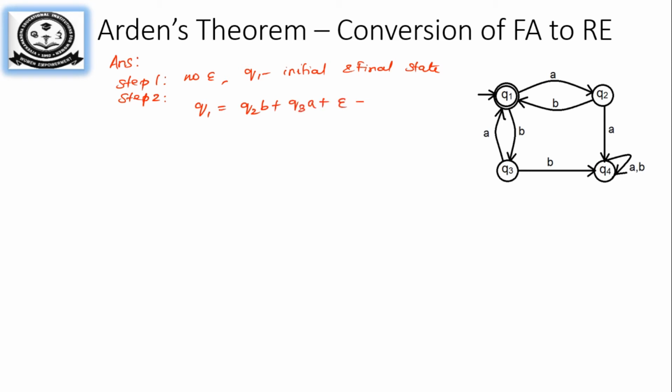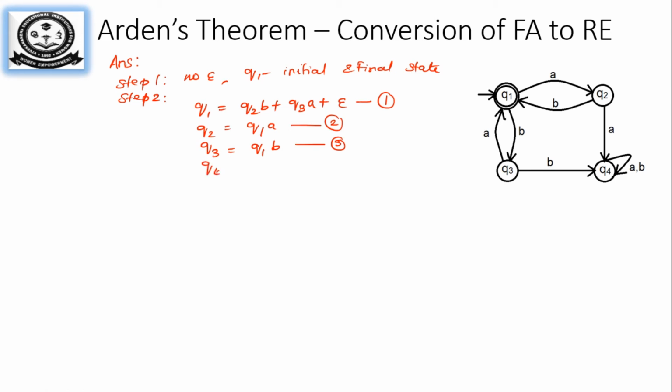So you will have epsilon. We will name this equation as 1. Next one is Q2. Q2 has only one transition. It is from Q1 for input A. So now this is equation number 2. And now for Q3, you can see it is having a transition from Q1 also for the input B, and we will name it as 3.